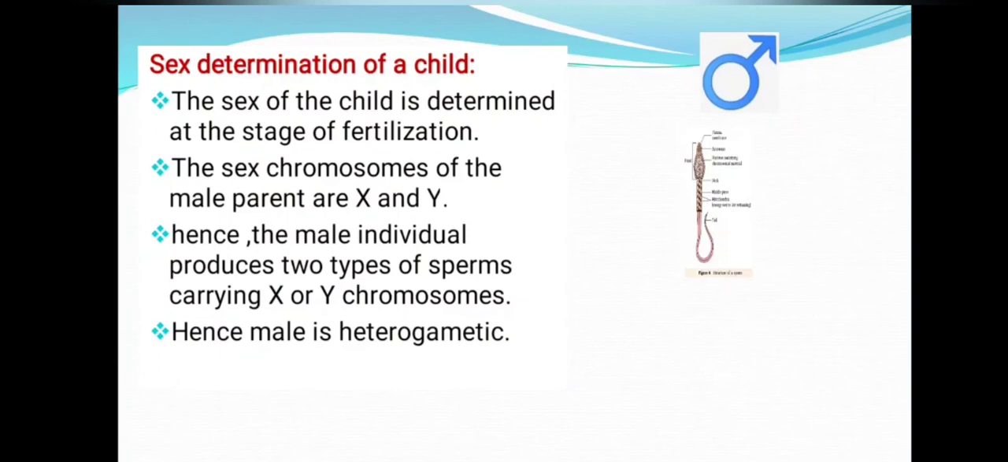There is a concept called sex determination of a child. How can we determine the sex of the child? The sex of the child is determined at the stage of fertilization. The sex chromosomes of the male parent are X and Y. So the human male consists of allosomes of two types, that is X and Y, which determine the sex of that particular individual. Hence, the male individual produces two types of sperms carrying X or Y chromosomes.